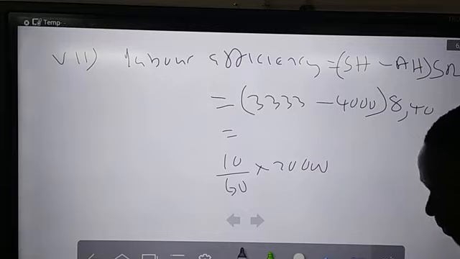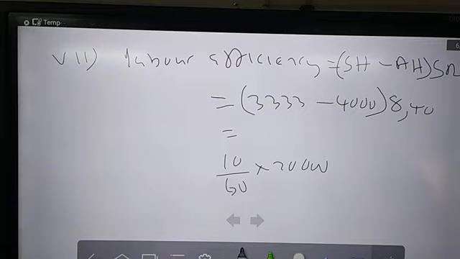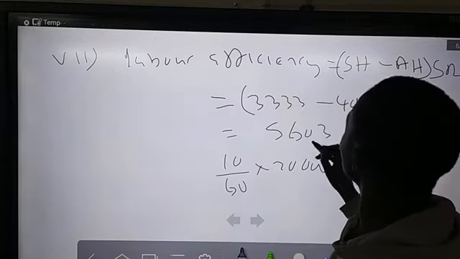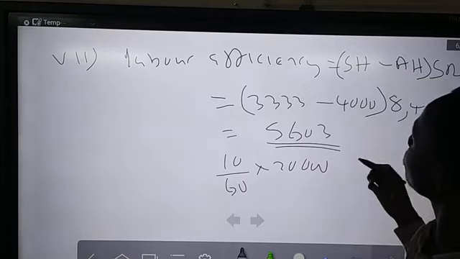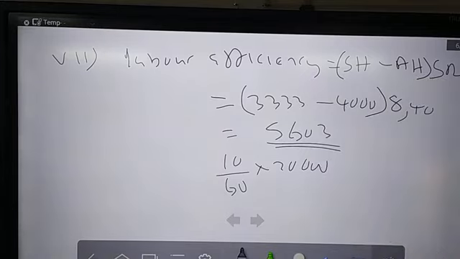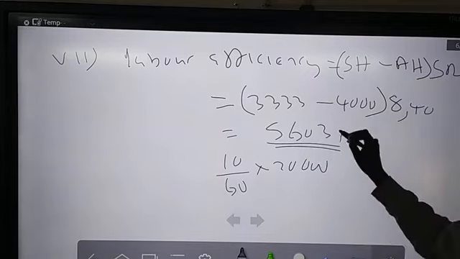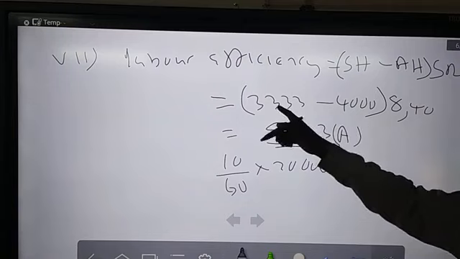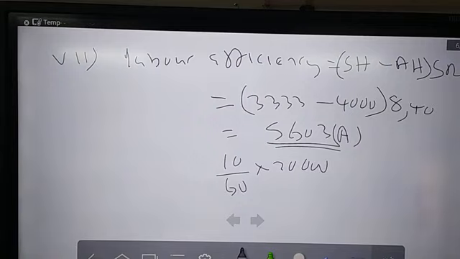So let's calculate. 3333 minus 4,000 times 8.40. We get 5603. It was 28, so I rounded it off. That's a negative, so it's a what? Adverse. We're expecting that the employees are going to work 3 hours, quite 3 hours, sorry, but they actually worked 4,000 hours. So it's an adverse, okay?